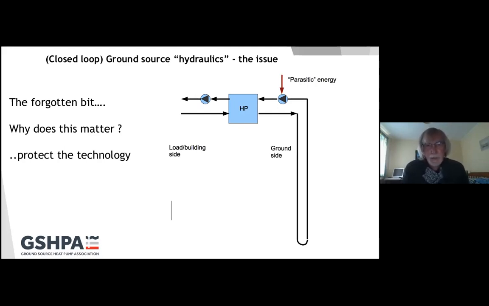So you've paid for an expensive heat pump where the manufacturer has bust a gut over years to gradually improve the COP. You can come along in one fell swoop and not pay attention to the hydraulics, and you will crucify the performance. So it's extremely important that designers get their head around this and that installers appreciate the issue, to protect the technology in the sense of protecting its reputation for potential high efficiency.